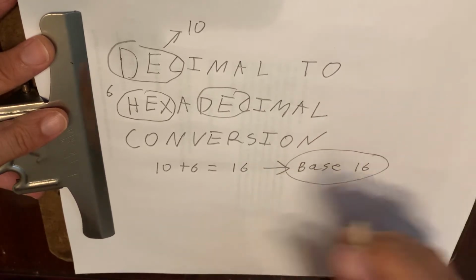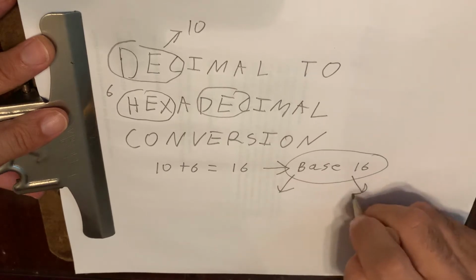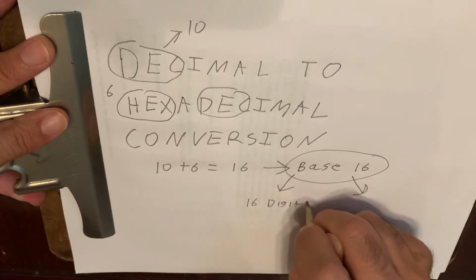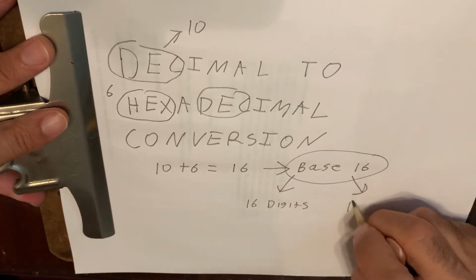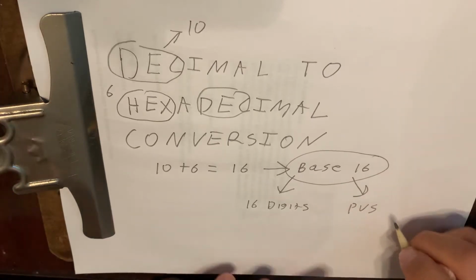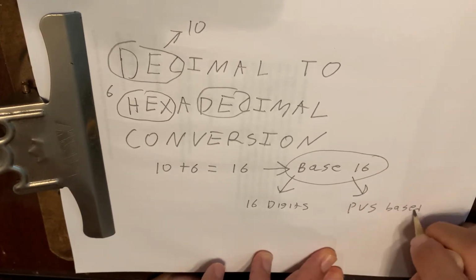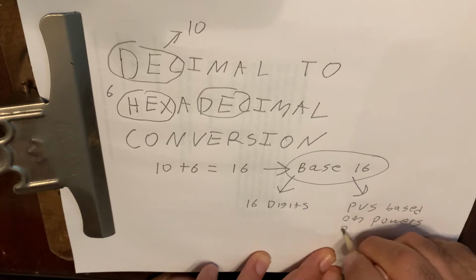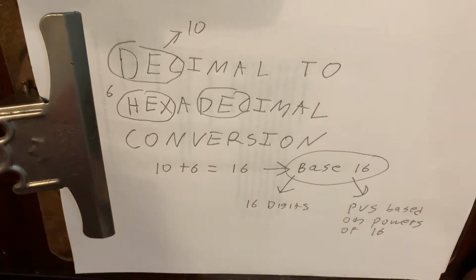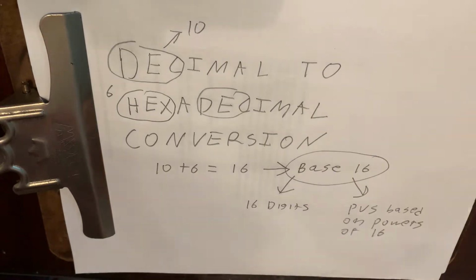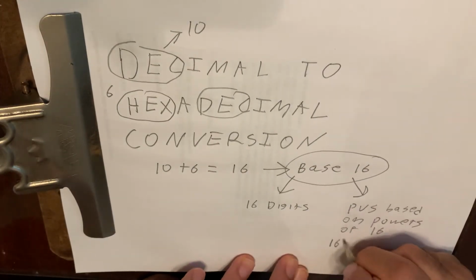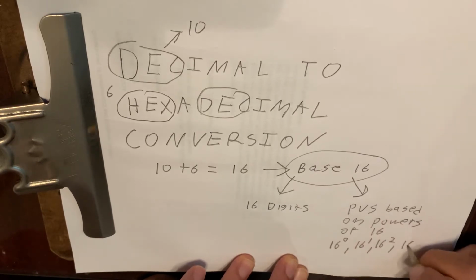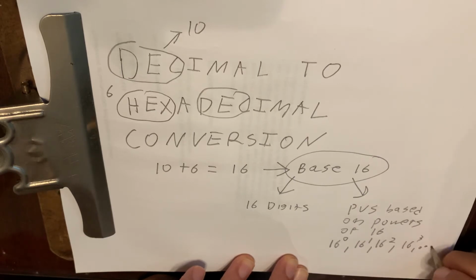And that means two things. One, that there has to be 16 digits. And two, that the place value system must be based on powers of 16. Now, when I say powers of 16, what I'm talking about is 16 to the 0, 16 to the 1, 16 to the 2, 16 to the 3, and on this will go.